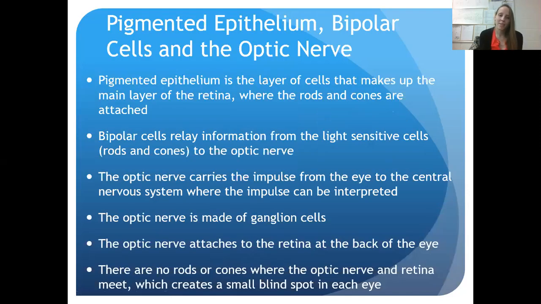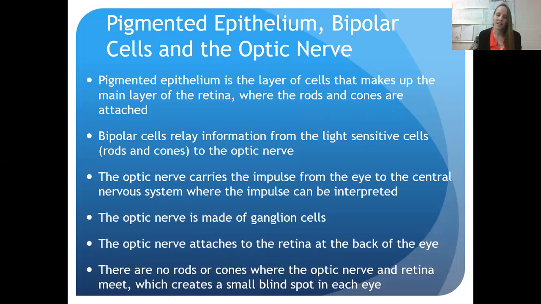Okay, so the pigmented epithelium is the layer of cells that make up the majority of the retina. It's the base layer of the retina. And then the rods and cones stick into the pigmented epithelium. Again, when those rods and cones are stimulated, they send off their impulse to the bipolar cells, which then move the signal along to the optic nerve cells. The optic nerve is then going to carry that information to the central nervous system.